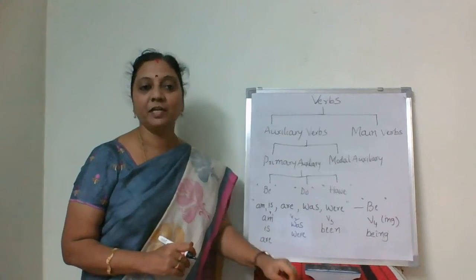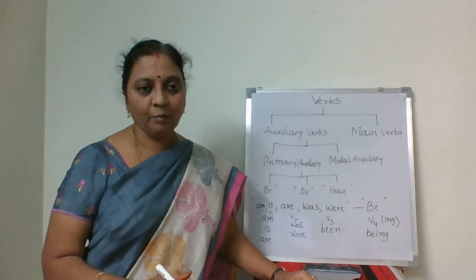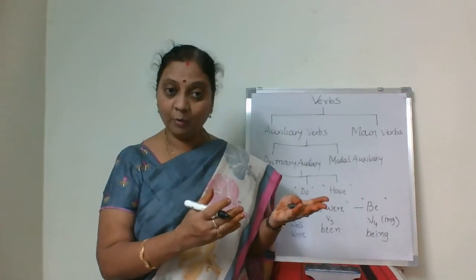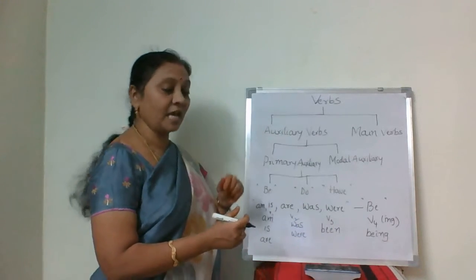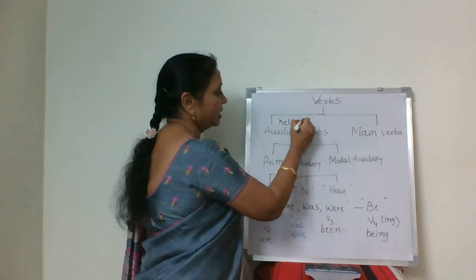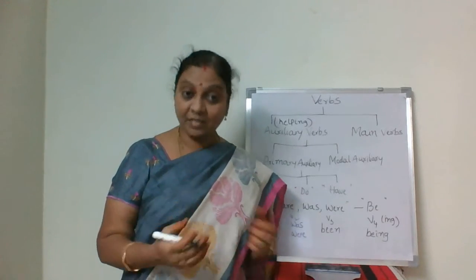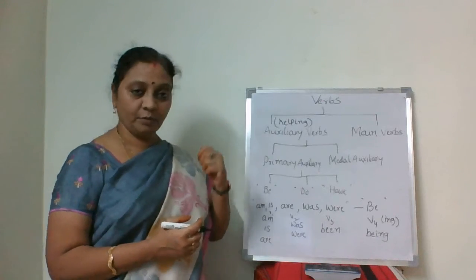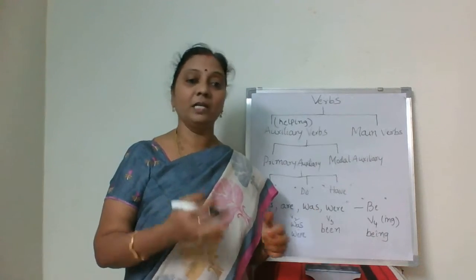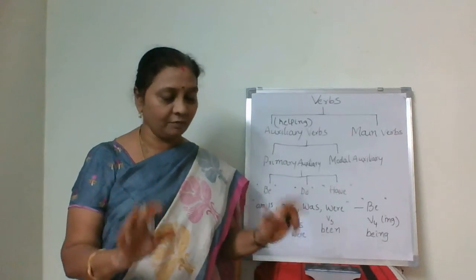Broadly, they are classified into two: auxiliary verbs and main verbs. What do you mean by auxiliary? Auxiliary simply means support, help or assist. Hence, these auxiliary verbs are also called helping verbs, because by name itself, auxiliary means helping, support, assist. So, what type of support do they give? We just see now. And so, auxiliary verbs are also called helping verbs, and the other part is main verbs. By name itself, they are main verbs.